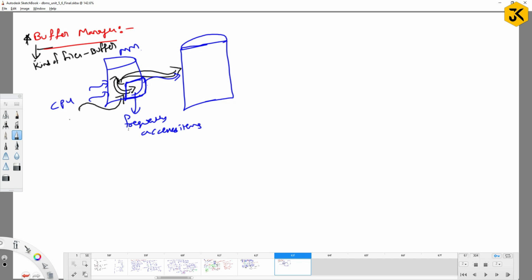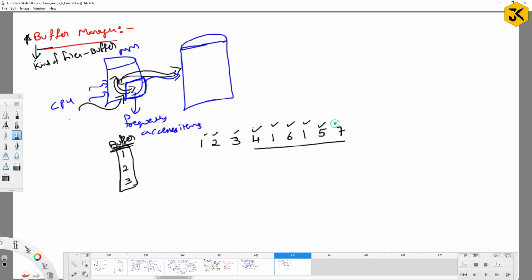So for example, try to observe with an example: 1, 2, 3 are the three items which are available in the buffer. Now I got the next file names as 1, 2, 3. Assume that all are done. So in future, I am going to think that my requests are coming like this, meaning that I need to get the data from the database as the 4th file, 1st file, 6th file, 1st file, 5th and 7th files.